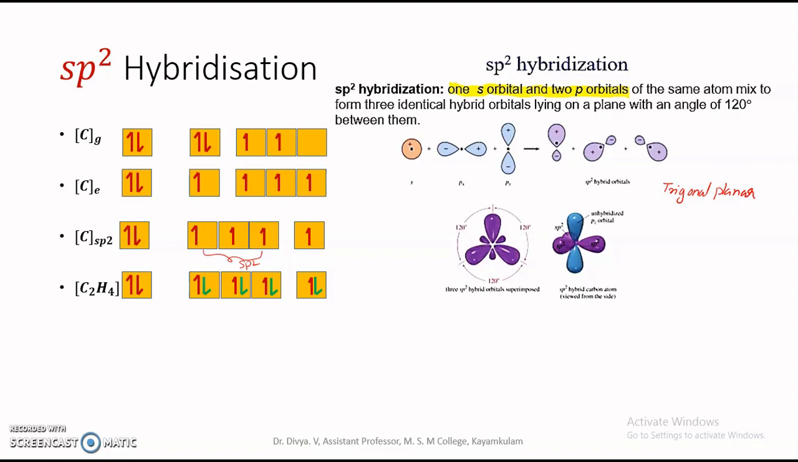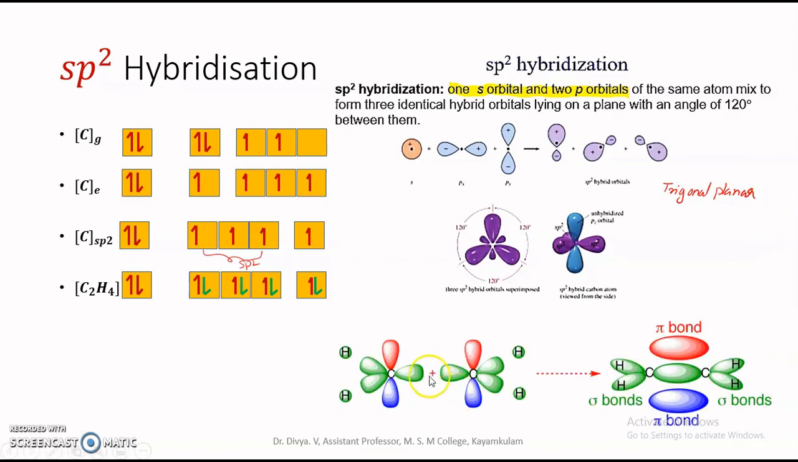In the case of the ethylene molecule, this is one sp2 hybridized carbon atom, and this is another sp2 hybridized carbon atom. The sp2 hybrid orbital of this carbon atom overlaps with the sp2 hybrid orbital of the other carbon atom, leading to the formation of a carbon-carbon sigma bond. This is a very strong bond, and the remaining 2 sp2 hybrid orbitals of each carbon atom combine with the 1s atomic orbital of a hydrogen atom.